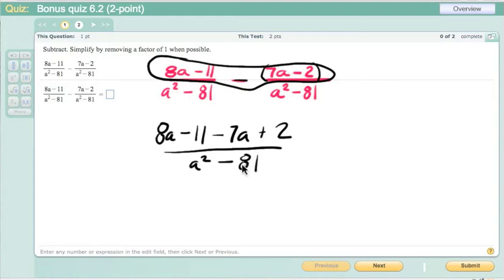Now I'm going to go ahead and combine like terms in the top. 8a minus 7a is going to simply be a. A minus 11 plus 2 is a minus 9.